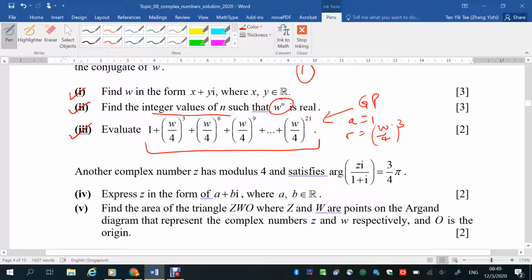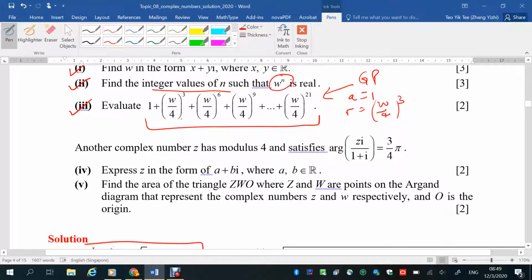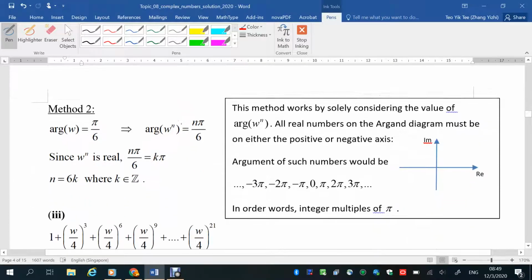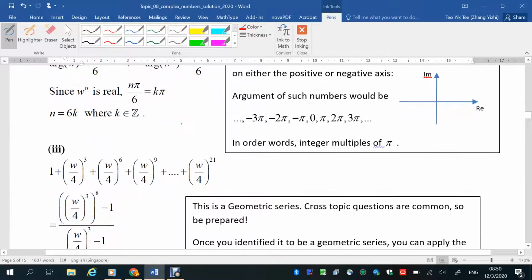How many terms are there altogether? You actually can do a quick counting on your own. Okay, if you really cannot, just count with your fingers. You can actually deduce the number of terms. So activate the sum of GP. Okay, and actually there are 8 terms.